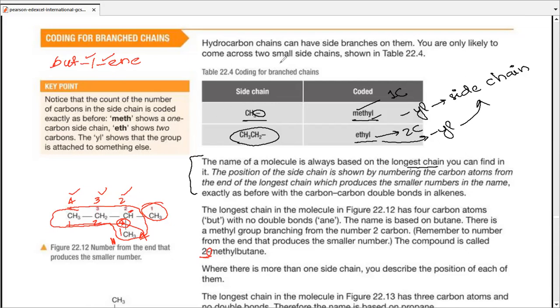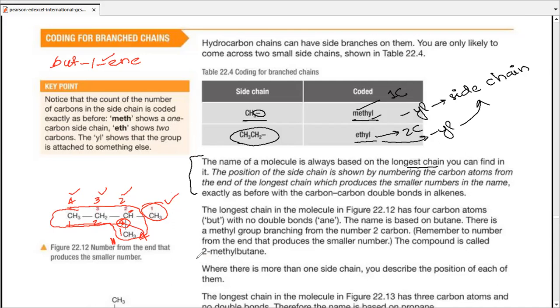Wait, but why is this 2-methylbutane? This is not an alkene, so there's no double bond. So why is there a 2? This 2 represents the number at which the branch is connected. This 2 does not represent the double bond alone. So the numbering does not have to specifically denote the double bond. Numbering also represents a branch.